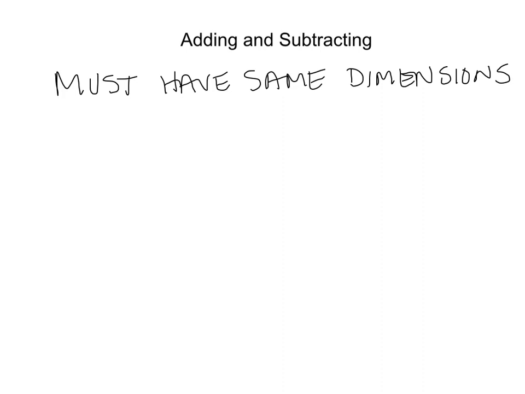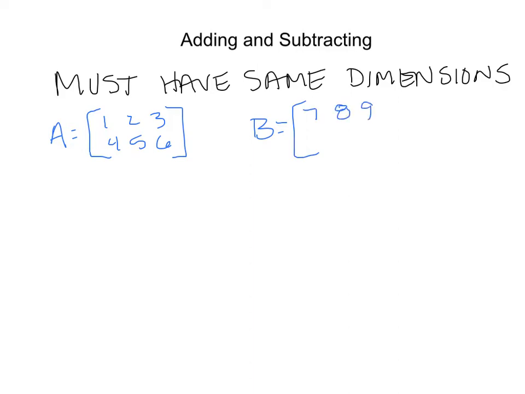So I'm going to make up a couple matrices. Let's have a matrix 1, 2, 3, 4, 5, 6, and we'll call that matrix A. And then let's have matrix B, and matrix B is going to be 7, 8, 9, 10, 11, -5, just to mix things up a little bit. Now matrix A and matrix B both have the same dimensions. They are both 2 rows and 3 columns, so they are 2 by 3 matrices.